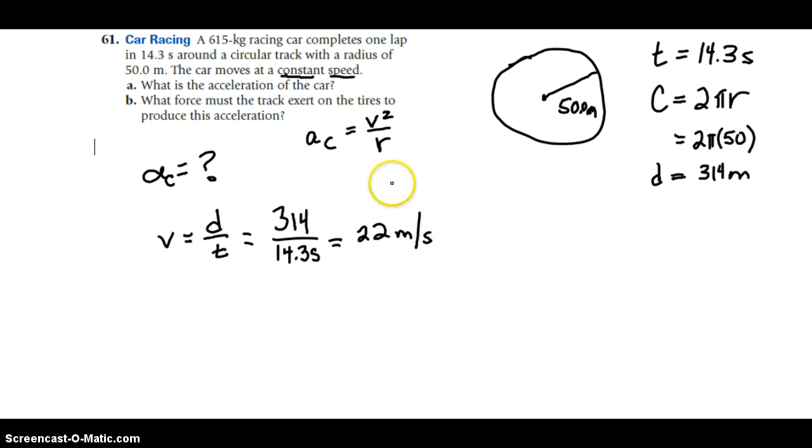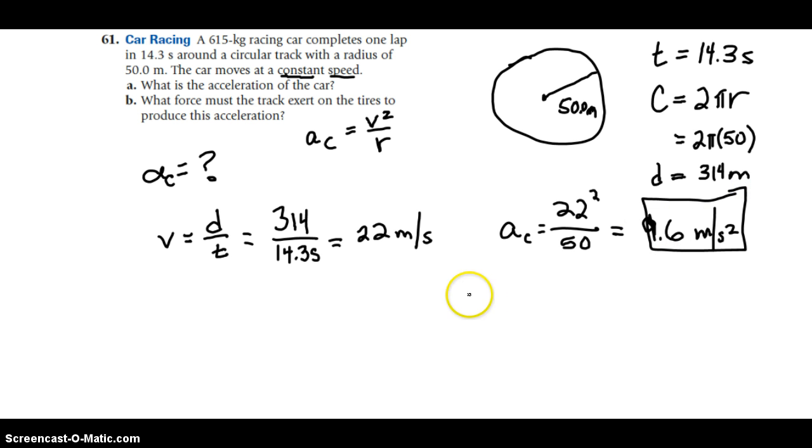Now, again, acceleration in this case is v squared over r. So my acceleration is going to be 22 squared over the radius 50, and that is going to give me 9.6 meters per second squared.